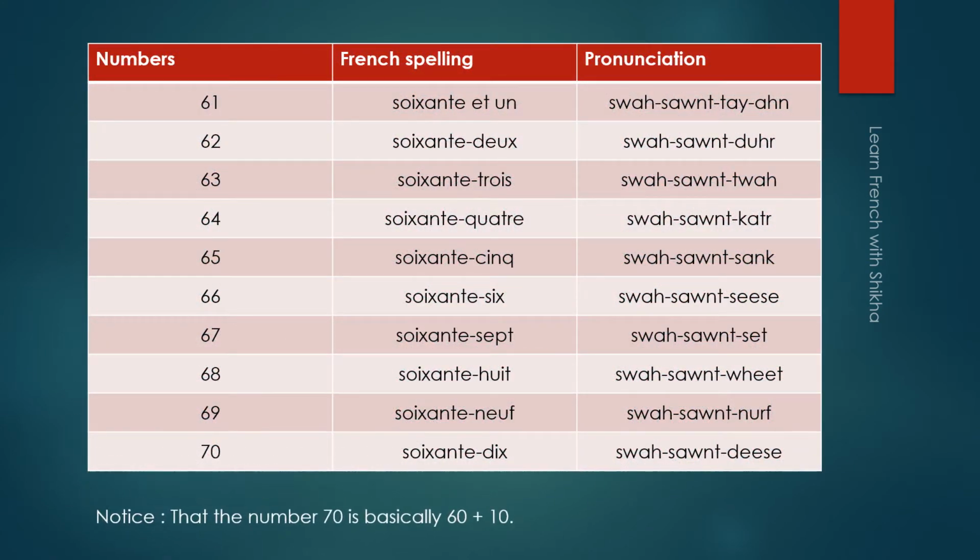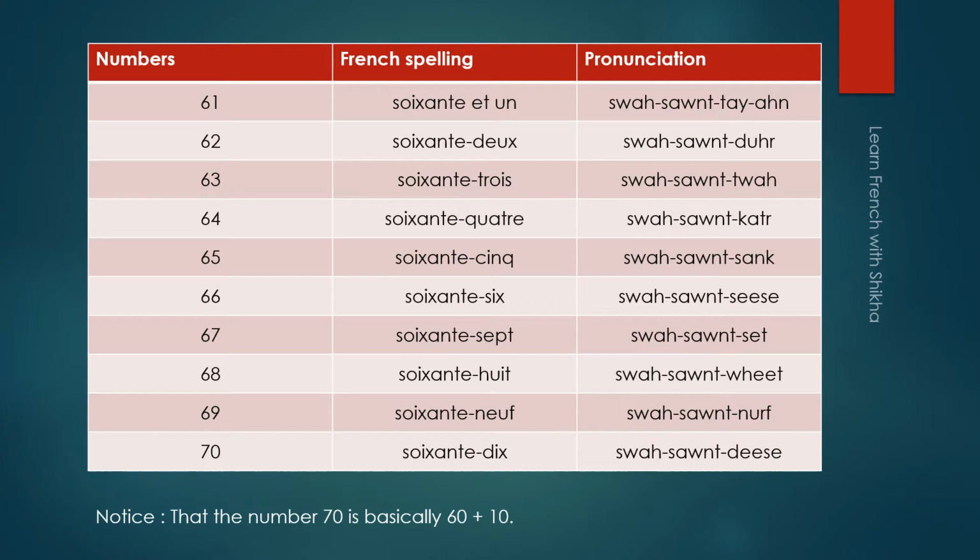Let's start from numbers 61 till 70. Okay, so we have already done in the last video that 60 is soixante and we just have to add numbers 1, 2, 3, 4, 5, 6, 7, 8, 9 and 10 after the word 60. That is 60 plus 1 is 61, 60 plus 2 is 62, 60 plus 3 is 63 and so on.